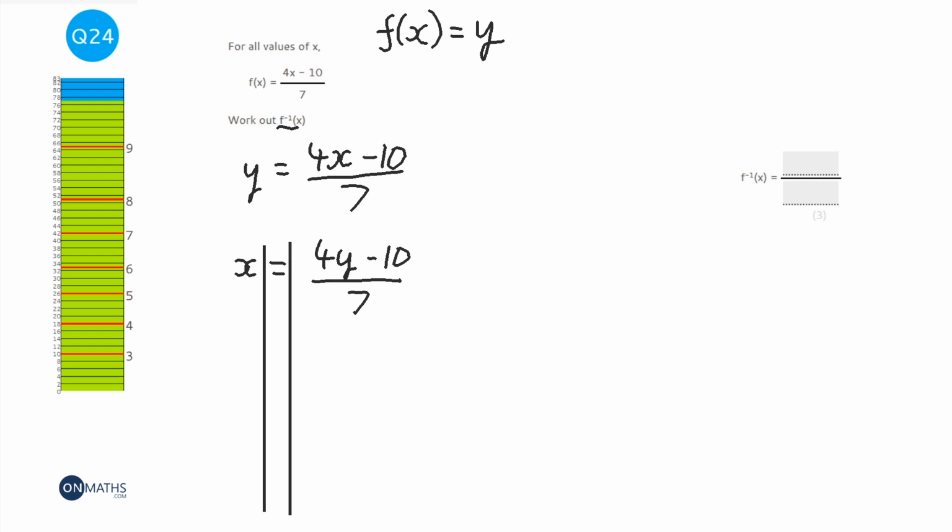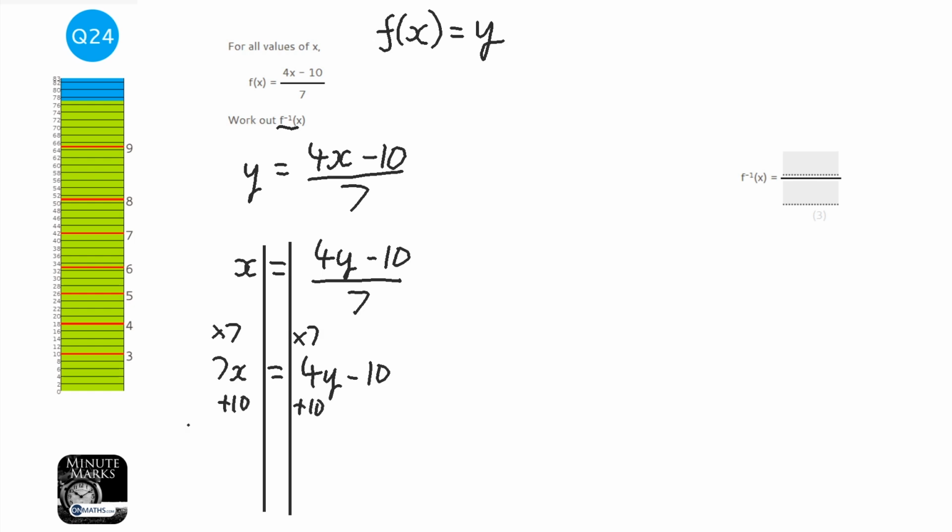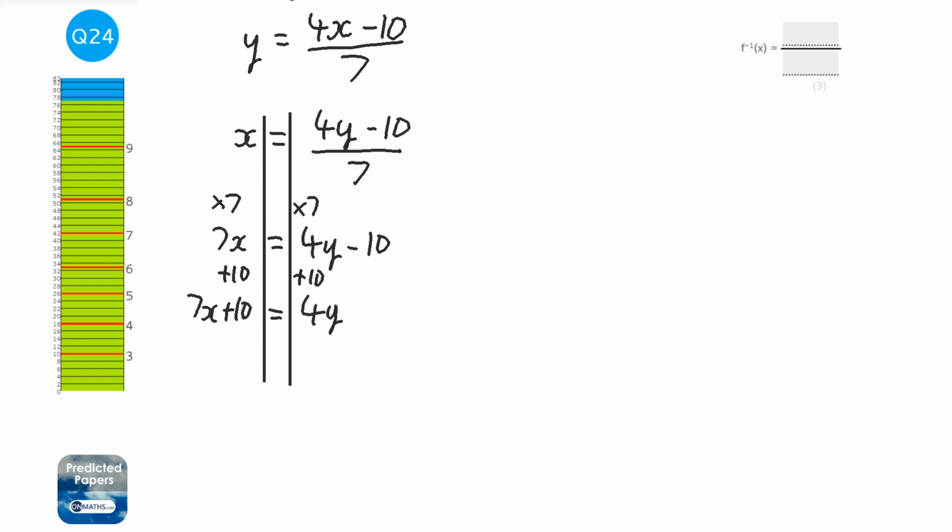So the first thing I'm going to do is times both sides by 7 to get rid of the fraction. So we've got 7x equals 4y minus 10. Then I'm going to add 10 to both sides. So we've got 7x plus 10 equals 4y, and then I'm going to divide both sides by 4. So I've got 7x plus 10, all of that over 4, equals y.